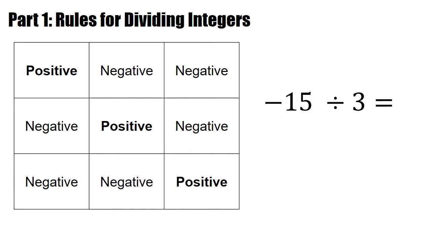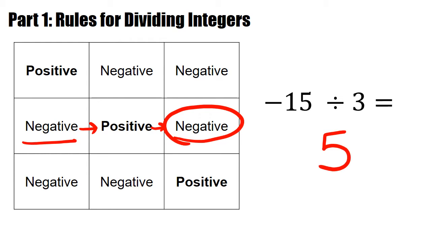Using the rules for negative 15 divided by positive 3, a negative divided by a positive is going to give me a negative integer here. So negative 15 divided by 3: I know 15 divided by 3 is 5, and it's going to give me a negative, so I got negative 5.